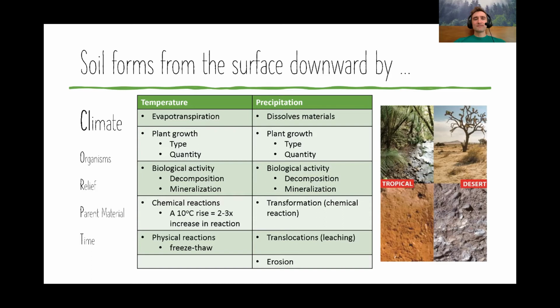Precipitation similarly affects plant growth and biological activity, of course, but additionally, the rainfall and snowfall affect how materials dissolve and also have an impact on transformation and translocation, chemical reactions, and leaching of minerals. And finally, we know that extra rain will cause extra erosion. So if we map out these two variables of temperature and precipitation, we can see that different ecosystems and habitat types will cater to different soils and different rates of soil formation.